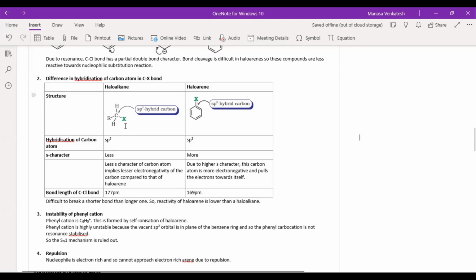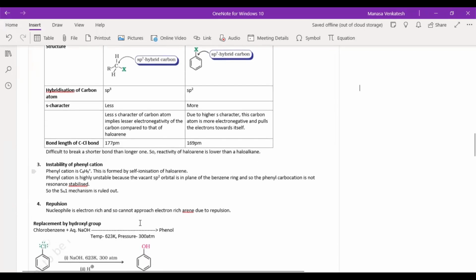In the haloalkane, the s character is less, so the carbon is less electronegative and does not pull the electrons towards itself compared to that of a haloarene. Because of that, the bond length of the C-X bond in a haloalkane is actually higher than the C-X of the haloarene. And obviously, it's difficult to break a shorter bond than a longer one. Because of that, haloarenes are less reactive towards nucleophilic substitution compared to haloalkanes.